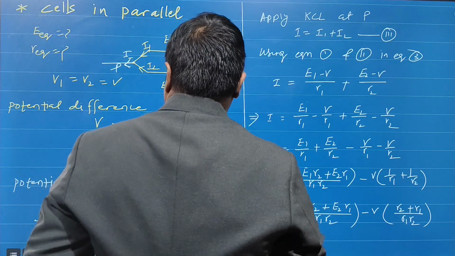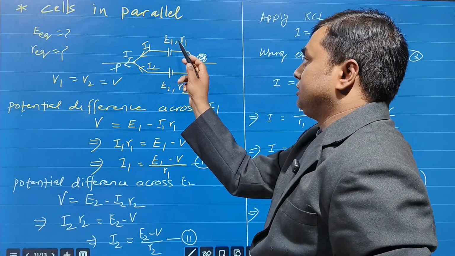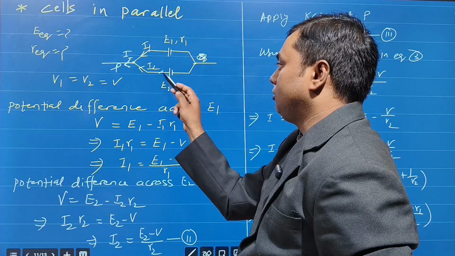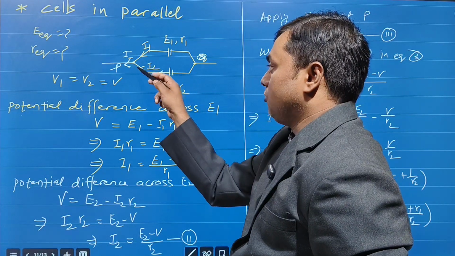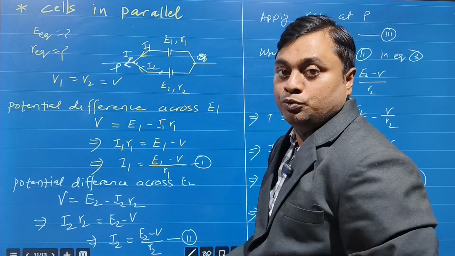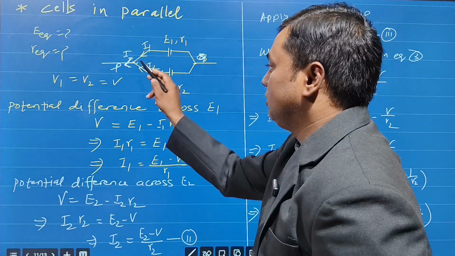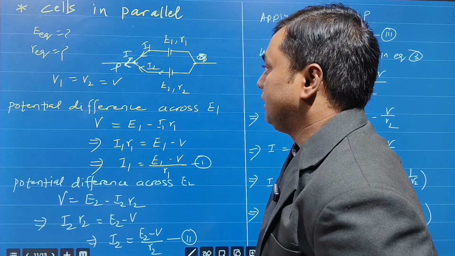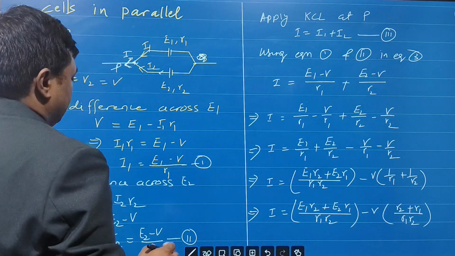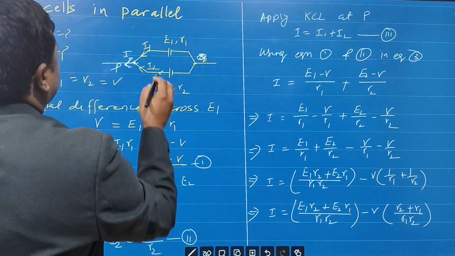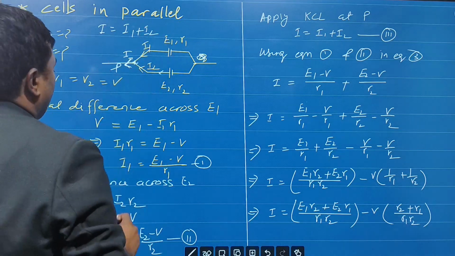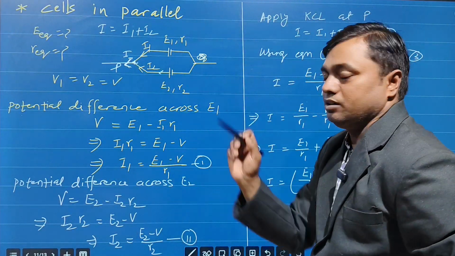So what we can see is that the current through this is I1, and the current through this is I2. This is the positive, so current will move like this, and the current leaving at point P is I. If you apply KCL at this point P, what can we write? Total current I is equal to I1 plus I2.